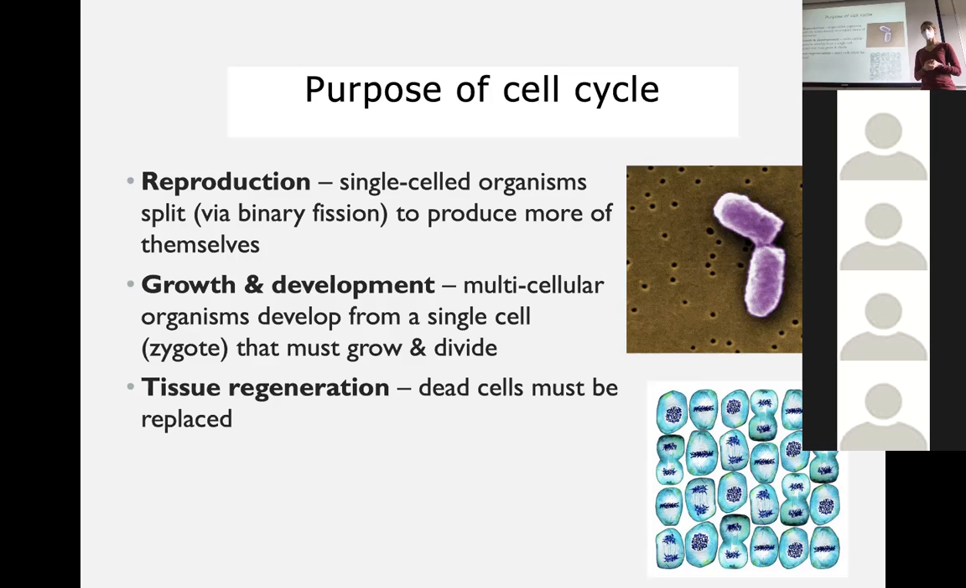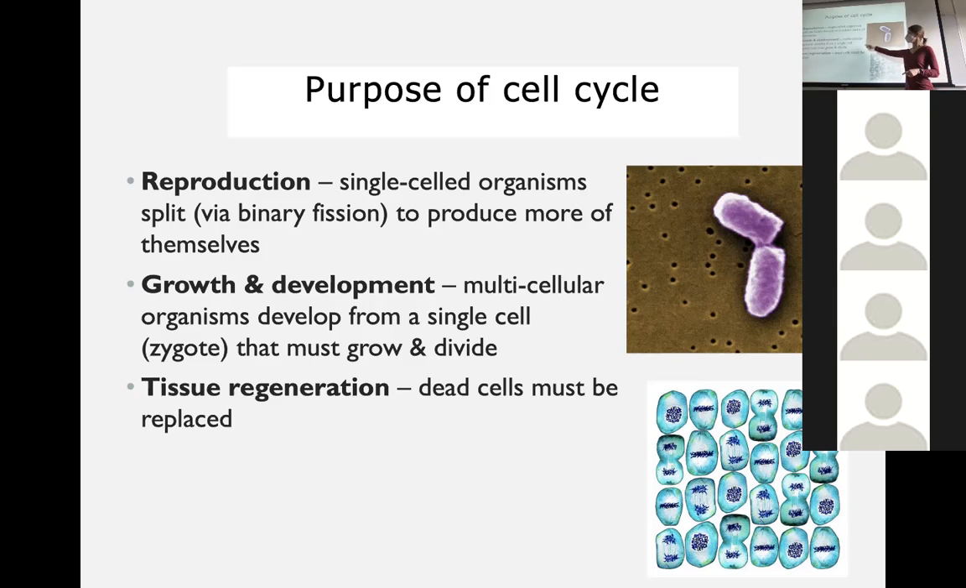And you're constantly losing dead cells. So your skin cells are constantly sloughing off, they're dead on top, and then new cells replace those. So in order to regenerate these tissues, you have to make more cells. Otherwise, if you're constantly losing cells and they're not being regenerated, you eventually have no tissue left. So like no skin, which would be bad. So tissue regeneration is another important purpose of the cell cycle.